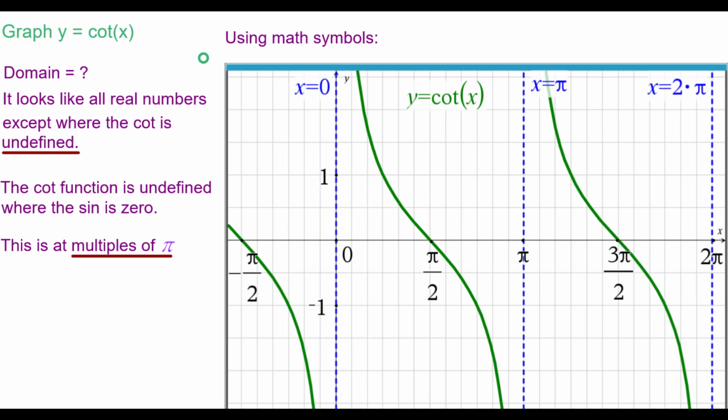So using math symbols, how would we write this? We write it the set of all x such that x is a member of the real numbers. x cannot equal k times pi, where k is an integer, meaning like 1 times pi, 2 times pi, negative 1 times pi. Those values are all taken out. It's all real numbers except these.